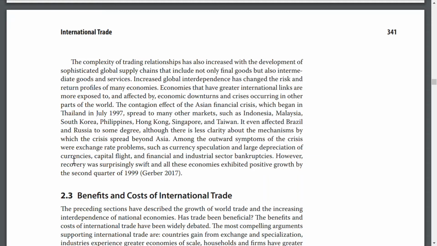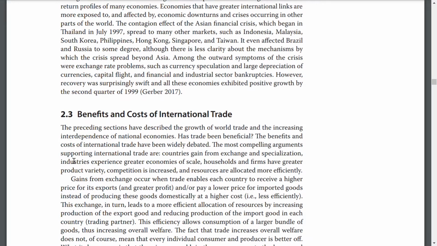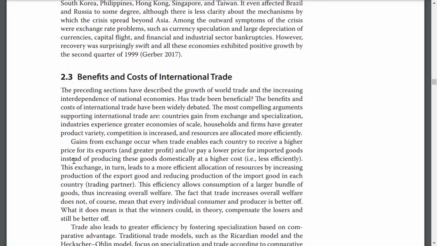It even affected Brazil and Russia to some degree, although there is less clarity on the mechanisms by which a crisis spreads beyond Asia. Among the outward symptoms of the crisis were exchange rate problems such as currency speculation and large depreciation of currencies, capital flight, and financial and industrial sector bankruptcies. However, recovery was surprisingly swift and the economies exhibited positive growth by the second quarter of 1999.